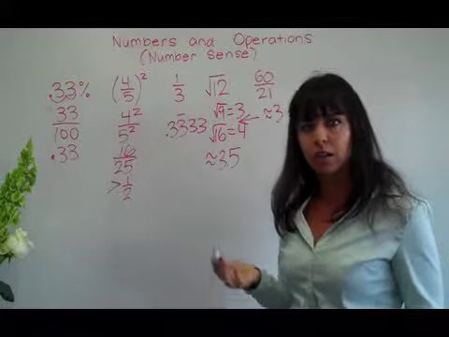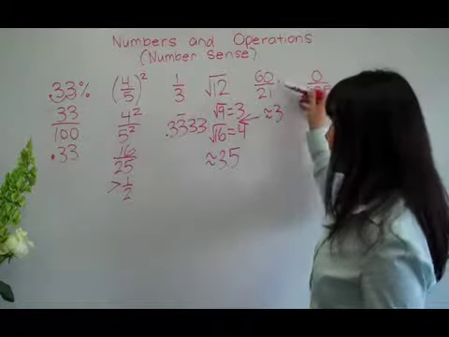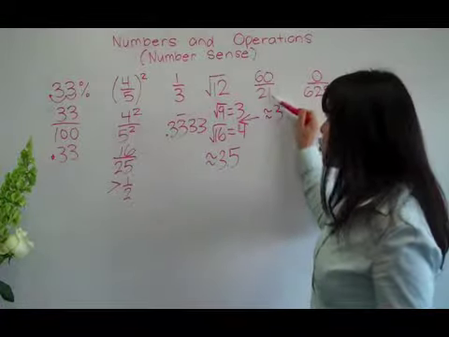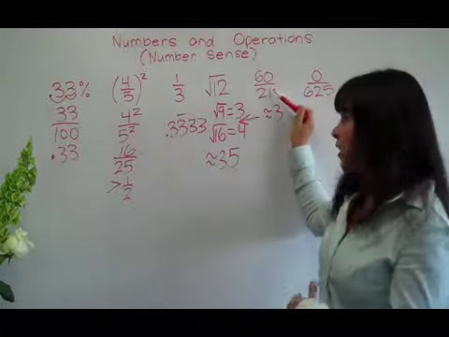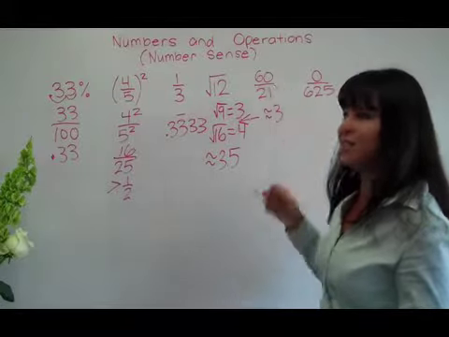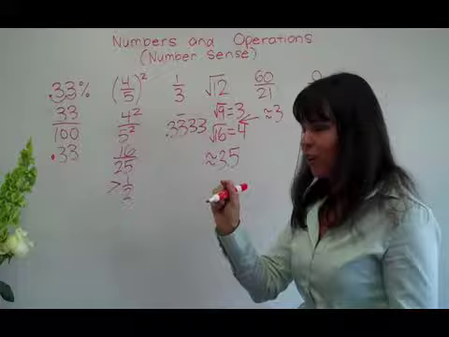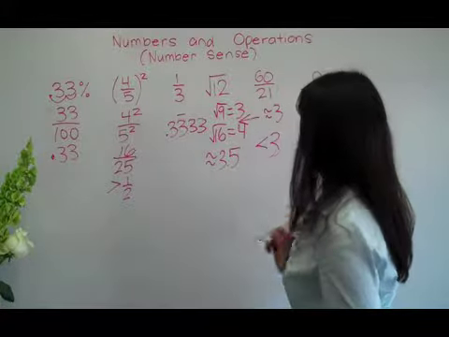But here's the question. Is it greater than or less than 3? Well, 60 over 20, again, would be 3. But because the denominator 21 is bigger than 20, we know that you have to divide it by more. In other words, it's going to be a little tiny bit smaller than 3. So we know that this will be less than 3.